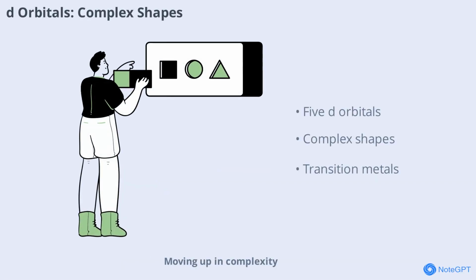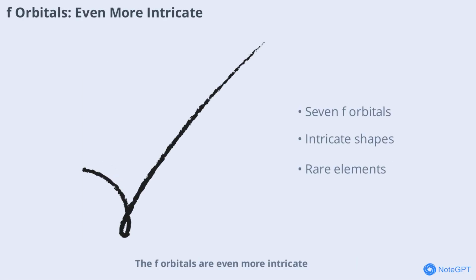Moving up in complexity, d orbitals appear starting at the third energy level, n equals 3. There are 5 d orbitals in each shell where they exist, and their shapes are more complex, often resembling cloverleaves or other intricate forms. These orbitals are essential for understanding the chemistry of transition metals and the formation of colorful compounds. The f orbitals are even more intricate, with 7 unique shapes in each shell where they appear, starting at the fourth energy level, n equals 4.